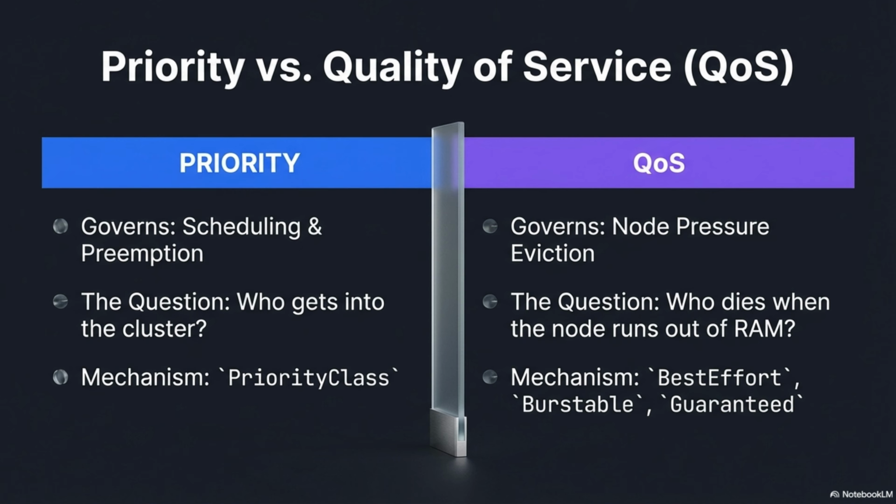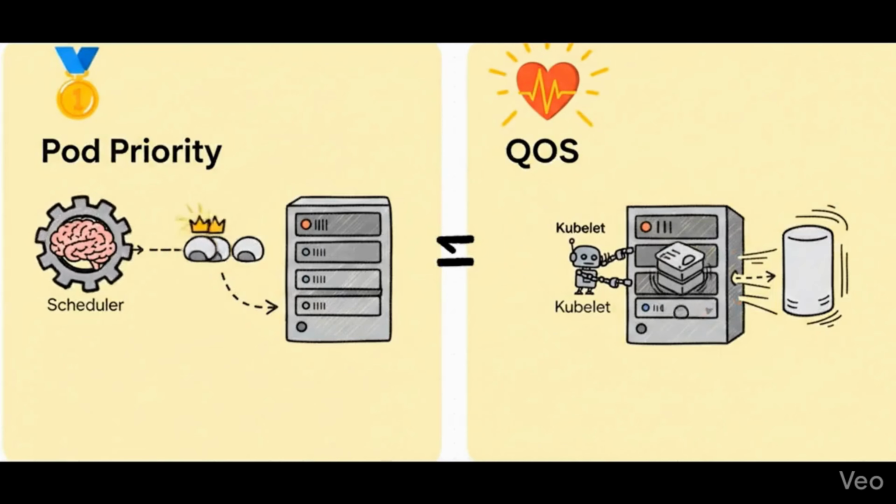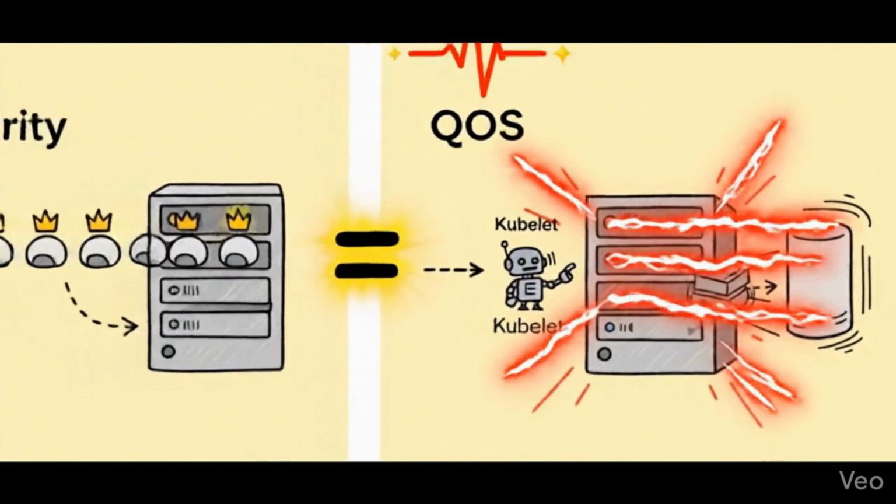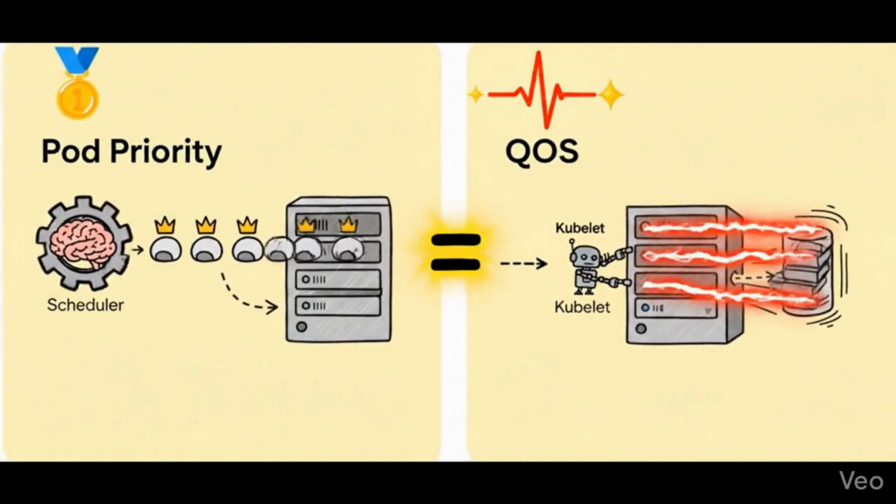Okay, this next point is a super common point of confusion. Pod priority is not the same thing as quality of service, or QoS. Priority is all about the scheduler deciding which pod gets a spot first when there's a traffic jam. QoS, on the other hand, is about the kubelet on a specific node deciding which pod to kill when that node itself is running out of memory or CPU. They're related for sure, but they solve different problems.